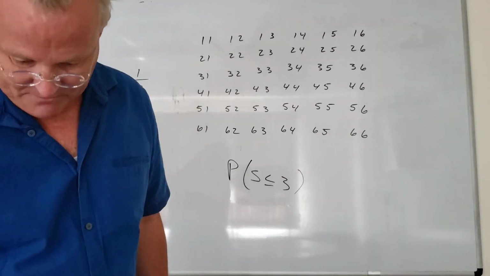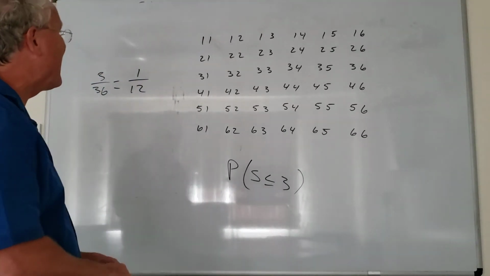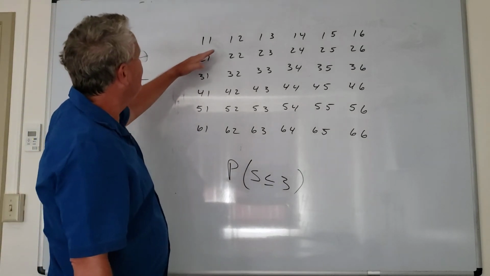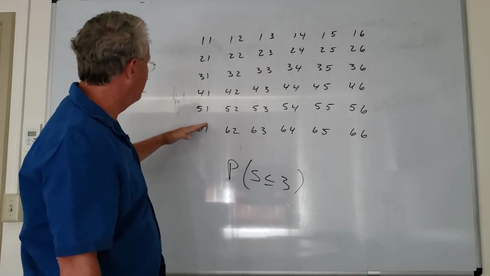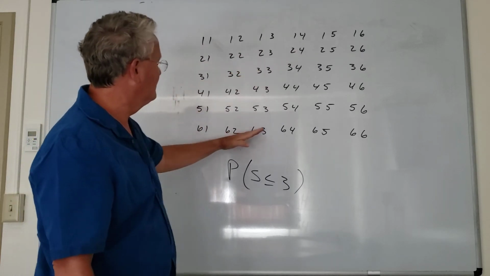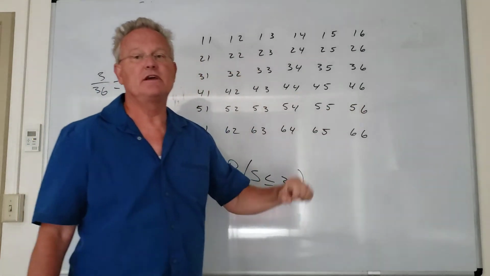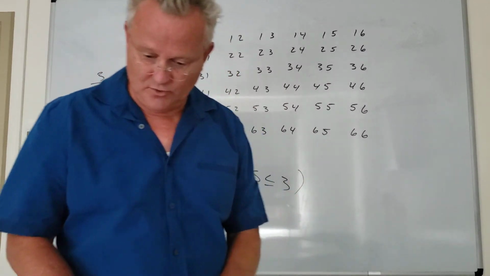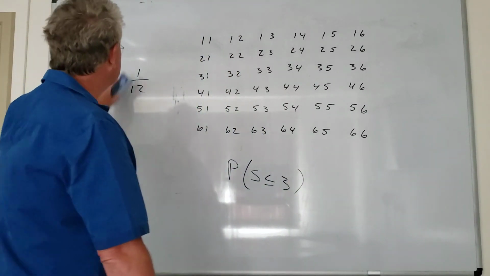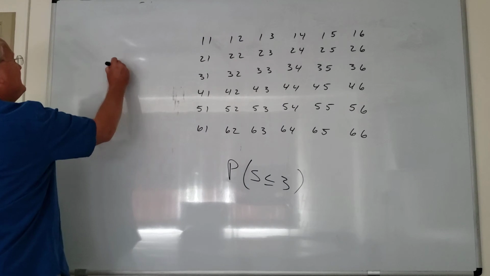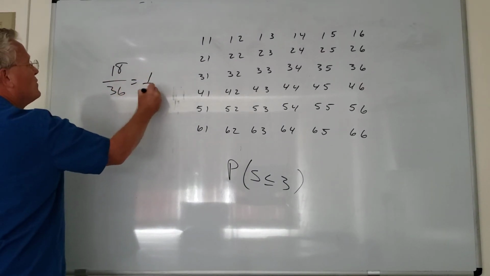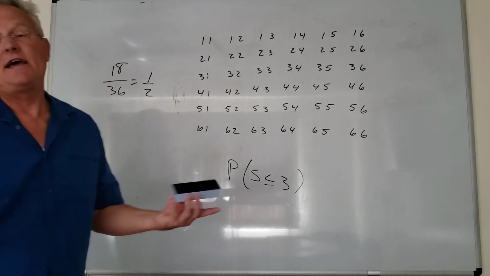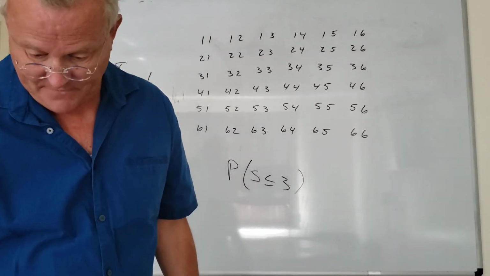Part D, what's the probability that the sum is odd? Well, these are odd. These add up to 5. These add up to 7, 9, and 11. If you count those all up, you end up finding 18 of them. So 18 out of 36 are odd, and that reduces to 1/2. So half of them are odd, half of the sums are even.